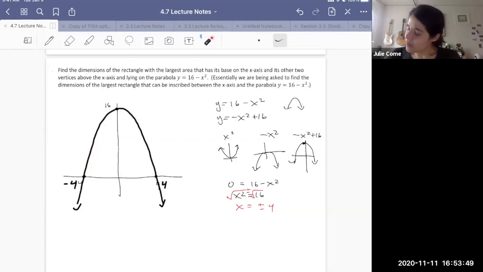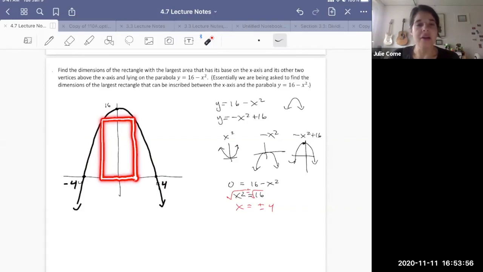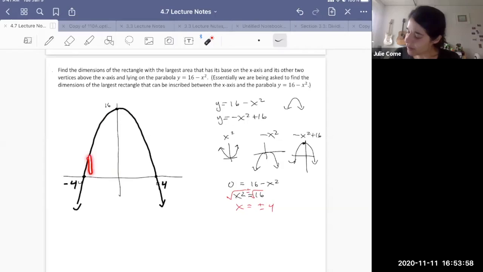Like, for instance, should I make the rectangle skinny and tall? Is that going to maximize area if I have a rectangle like that? Or is it going to maximize the area to make it wide and short? Or is my area going to be maximized if I split the difference and do something in between? We're not sure, but we want to create the rectangle that has the maximum area.